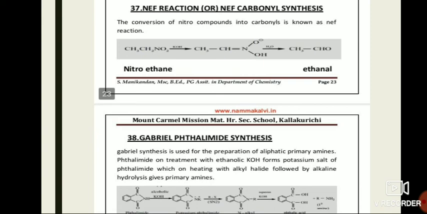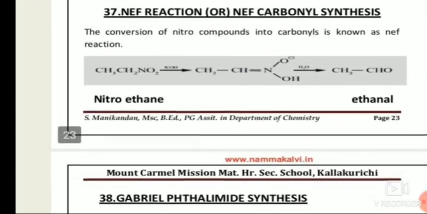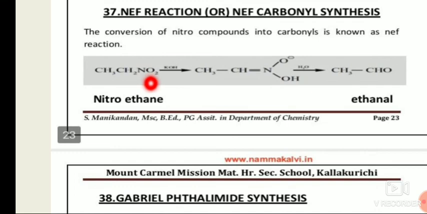And Nef reaction. The conversion of nitro compounds into carbonyl compounds is known as the Nef reaction. This is a nitro compound, NO2. Nitro compounds react with potassium hydroxide to form nitronate anions, and in the presence of water form carbonyls, for example CH3CHO.